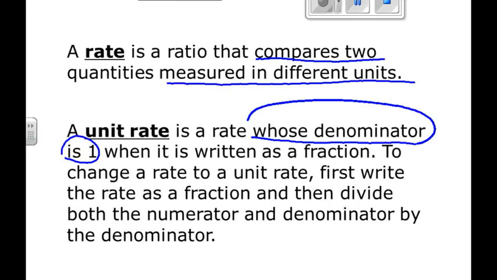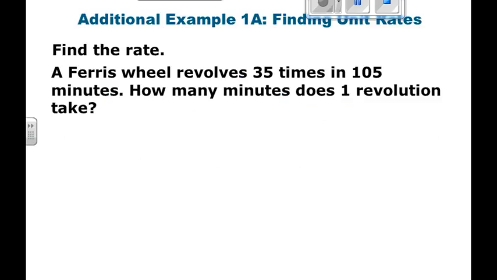To change a rate to a unit rate, first write the rate as a fraction, then divide the numerator and the denominator by the denominator. So basically what it's saying is we're going to simplify it down to get that rate. Sometimes we might get a decimal as an answer, but that is okay.